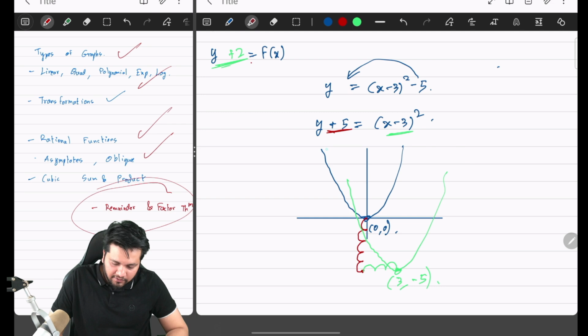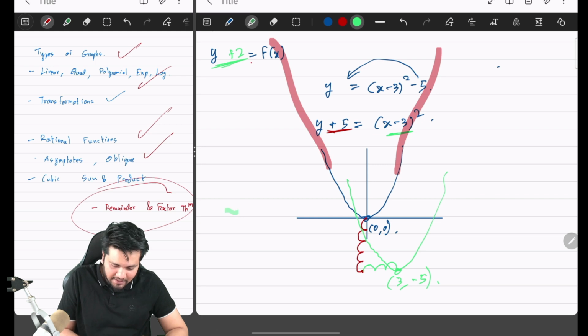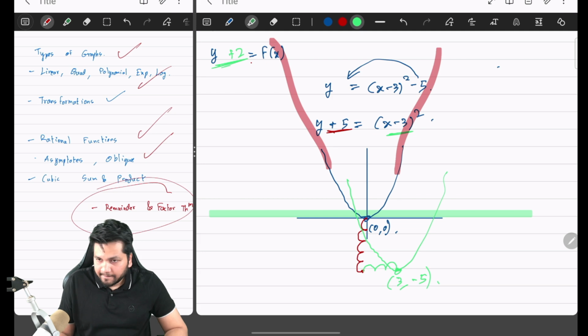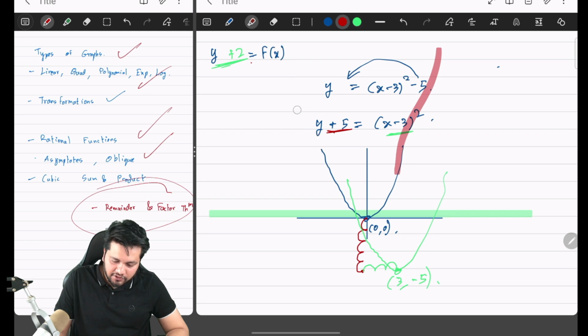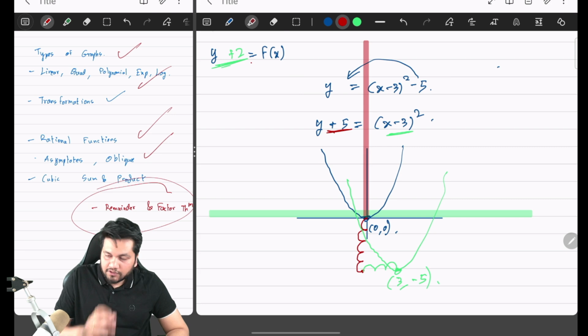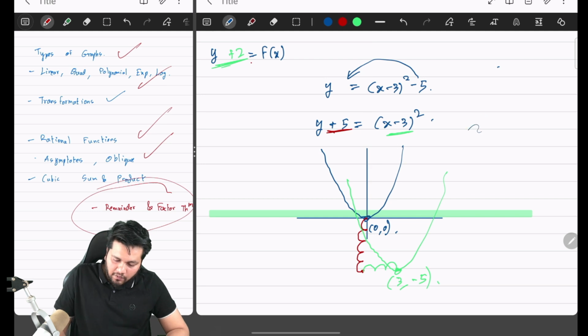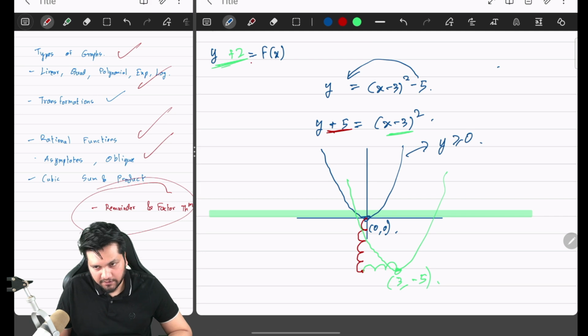I can see that the parabola will go this side as well as this side. So if I talk about the domain of this graph, it's going to be all real numbers. Same goes with this one, all real numbers. But if I talk about the range of the blue graph, it is only this much, only the positive side of the y-axis. So the range would be, for the blue one, y is greater than or equal to 0, including 0.